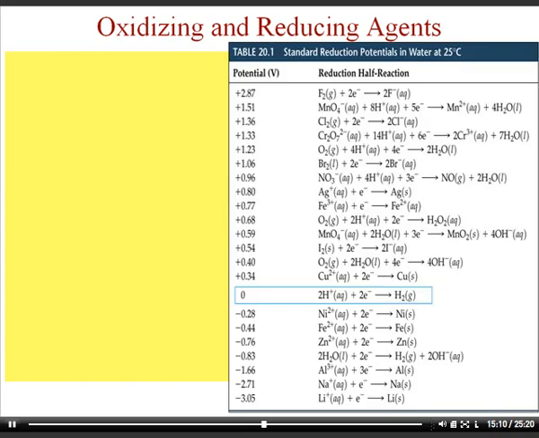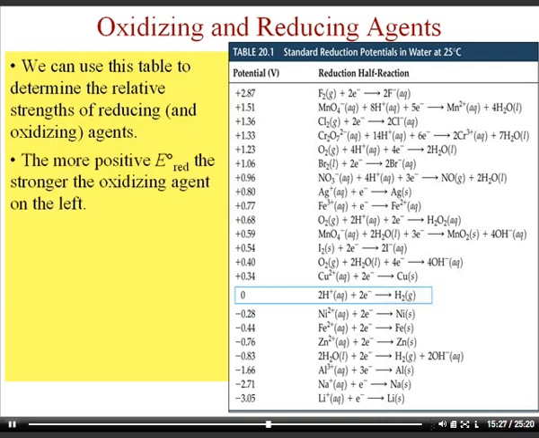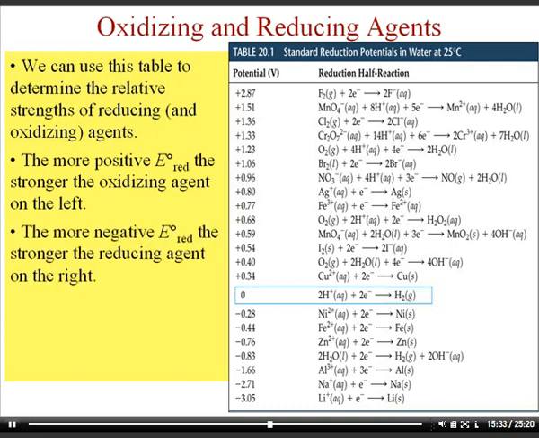Now we're going to look at the chart again, and I'm going to show you stuff about oxidizing agents and reducing agents. You can use this table to determine the relative strengths of an oxidizing agent or a reducing agent by looking at the reduction potential values. The one that's more positive is going to be a stronger oxidizing agent, and it's going to be one of your reactants on the left side of the equation. So the strongest oxidizing agent in this chart is the fluorine gas.